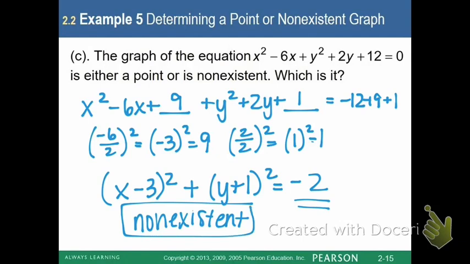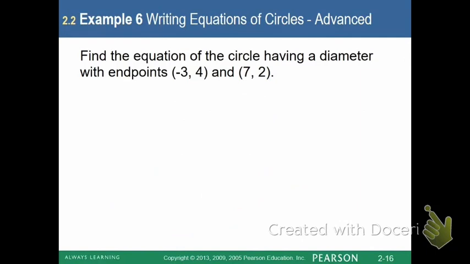Okay. Then the last type of problem is we want to figure out how to find the equation of a circle when they give us two endpoints of the diameter. So there are going to be basically two steps here. First, we need to figure out where the center is. And we can find that because that's just going to be the midpoint of these 2 points, right? It's going to be right in the middle.